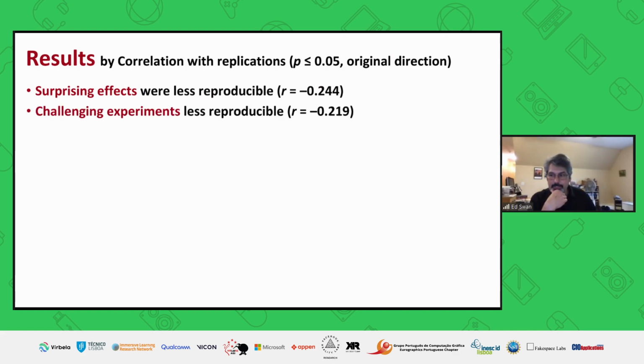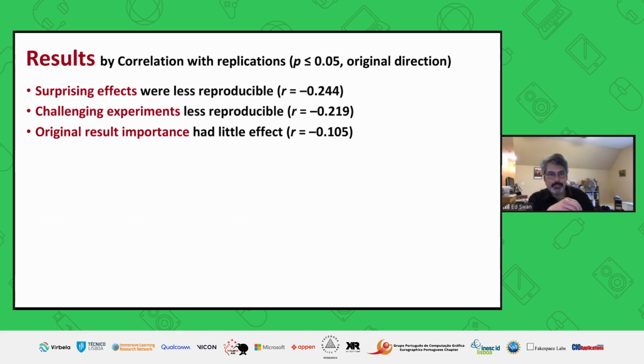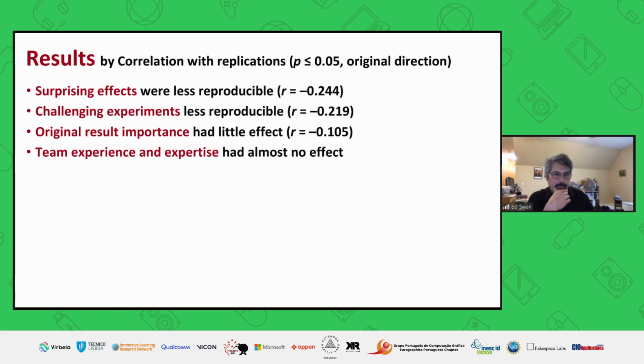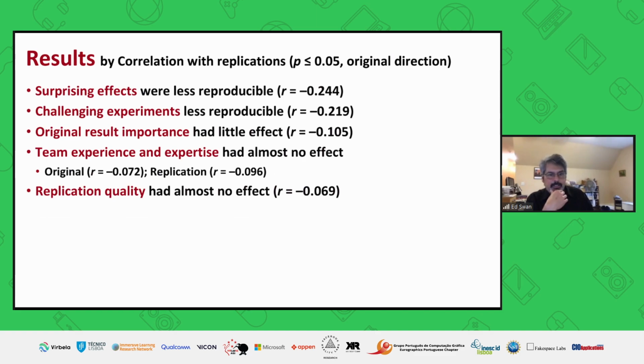Challenging experiments were also less reproducible. This is less of a surprising result. So challenging experiments, more difficult to replicate. The importance of the original result, how important people rated the original result, that had little effect. So slight negative correlation. It didn't really matter if the original result was rated as important or unimportant. The team experience and expertise had almost no effect. So basically, all of the teams had the proper experience and expertise to conduct the original experiment as well as the replication. There was really no effect of team experience and team expertise. And the rated quality of the replication had essentially no effect.